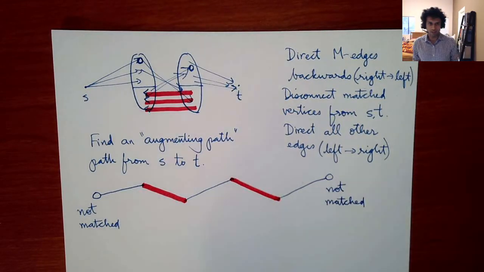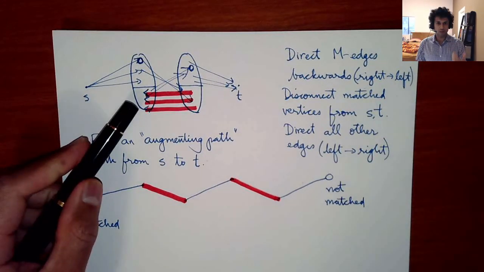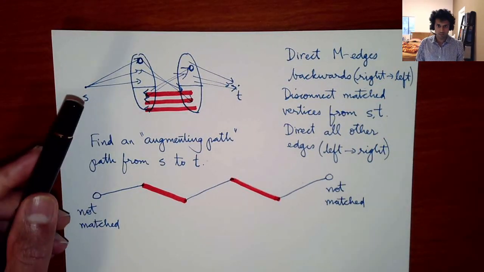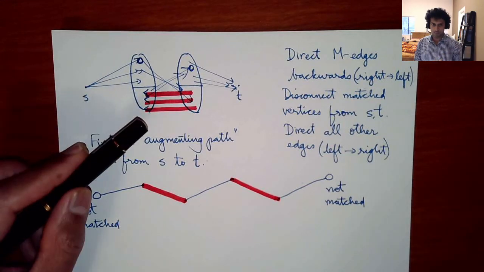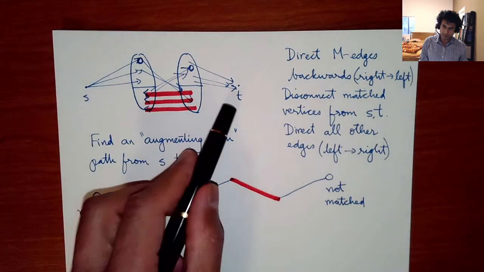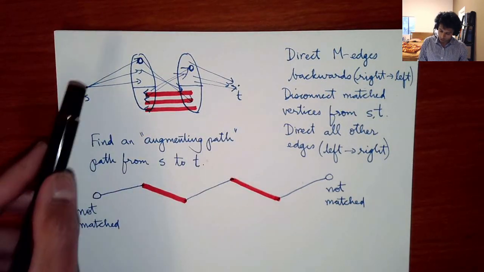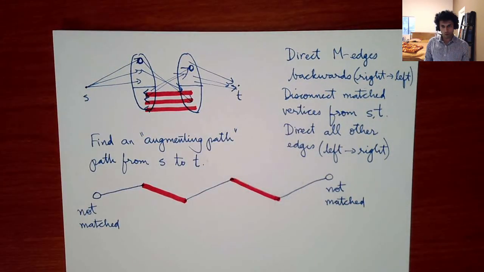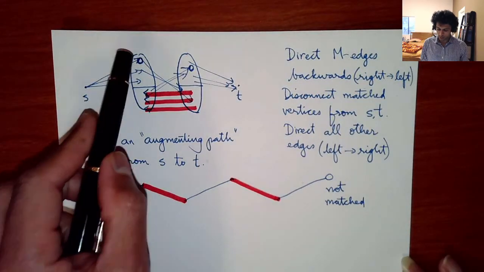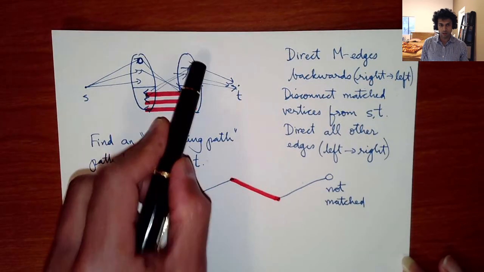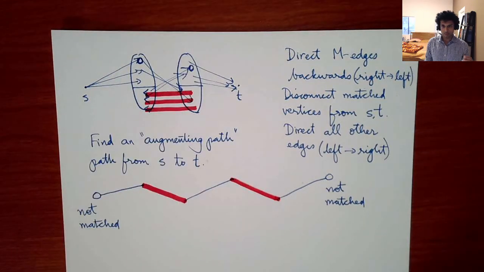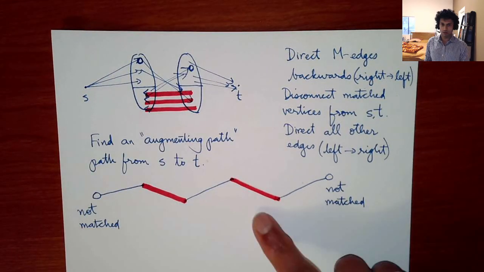So just imagine this procedure. If you've seen Ford-Fulkerson, then maybe you recognize this. If you haven't, consider at some point there is some matching. So direct the matching edges backwards, disconnect them from S and T. Direct all the other edges forwards, and then you just find a directed path from the unmatched side on the left to the unmatched side on the right. And that directed path is going to look something like this.